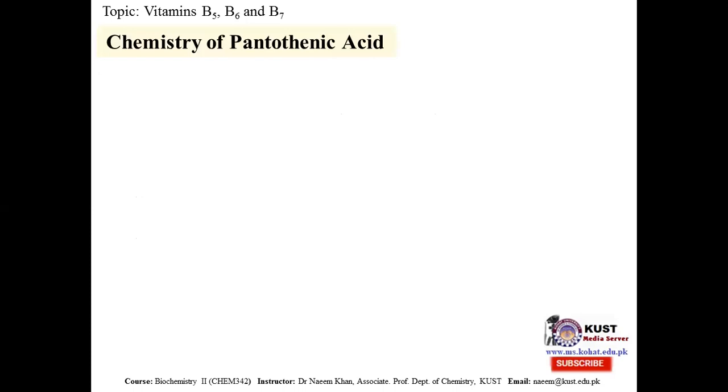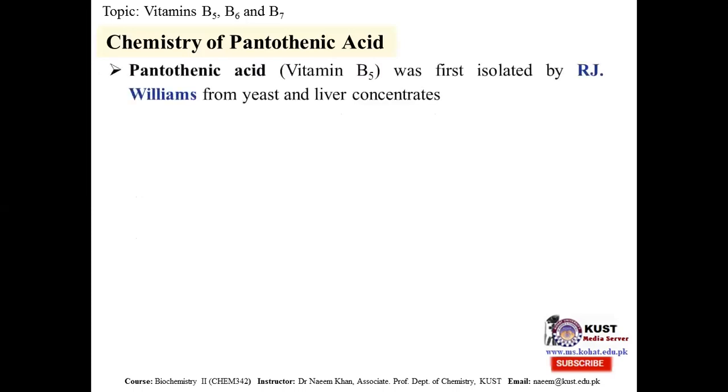Chemistry of pantothenic acid or vitamin B5. Pantothenic acid was first isolated by R.J. Williams from yeast and liver concentrates. Like other B complex vitamins, this B5 was also initially discovered in the yeast and liver concentrates. B5 is also known as pantothenic acid.